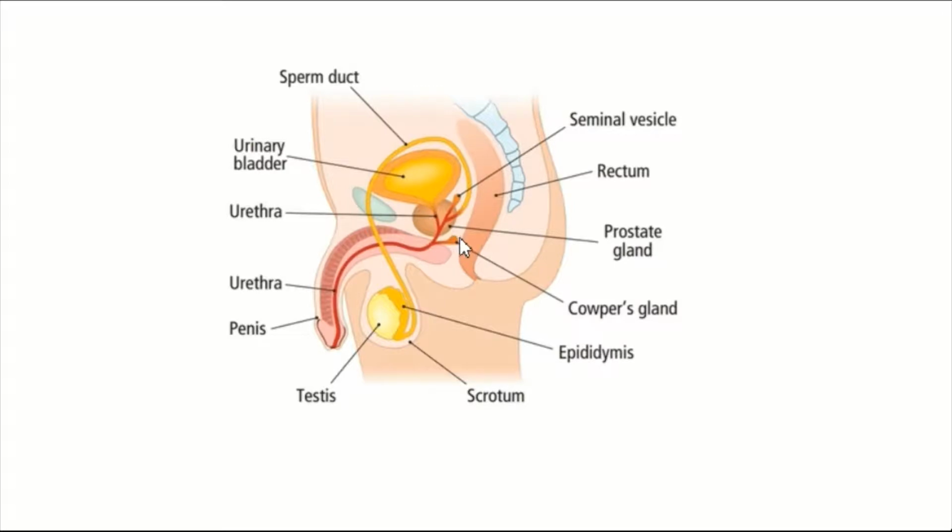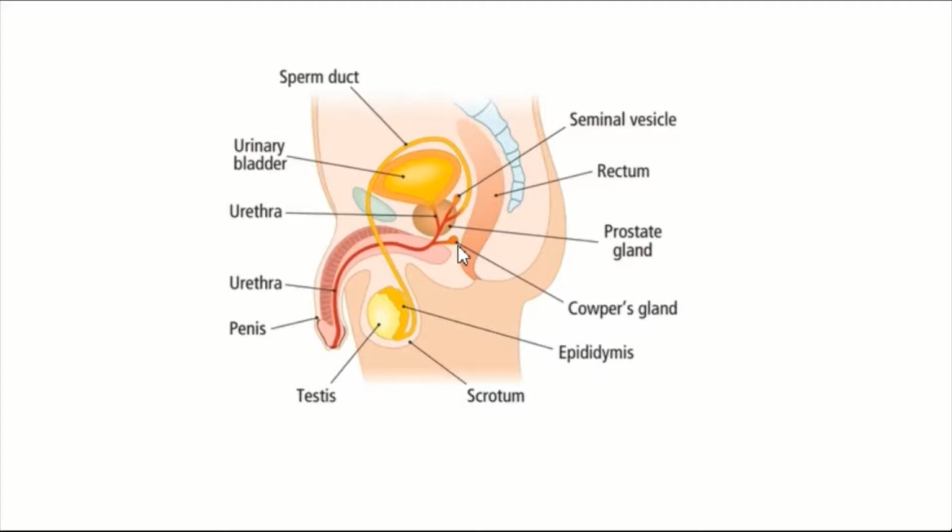And then all of these fluids, from the sperm cells to the fluid that is produced in the seminal vesicle, as well as the fluid that is produced in the prostate gland, and lastly the mucus that is produced in the Cowper's gland, will together come out, and this is what we call the semen.